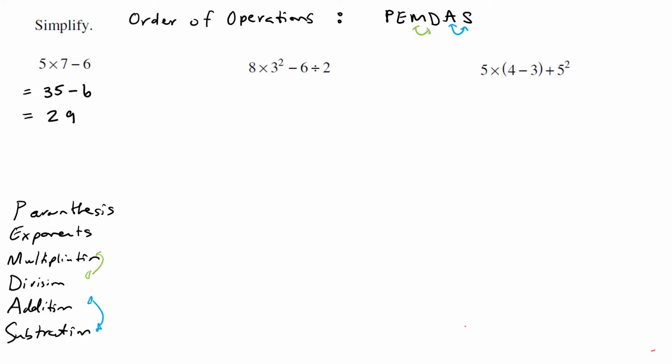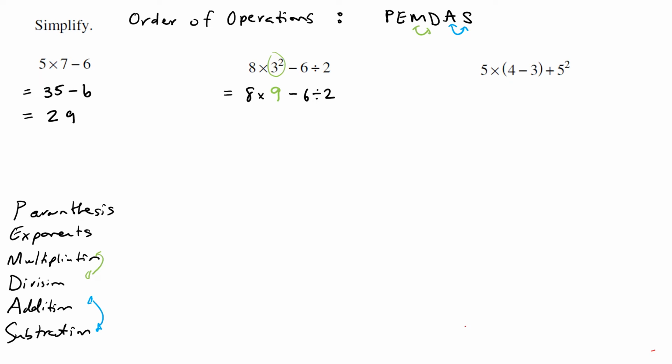All right, so let's look at this next example. We've got 8 times 3 squared minus 6 divided by 2. So do we have any parentheses? We do not. But do we have an exponent? And we do. So we're going to start with our exponent. So this is going to be equal to, and we bring down everything else, 8 times, well, 3 squared is 9. And then we're going to keep the minus 6 divided by 2.